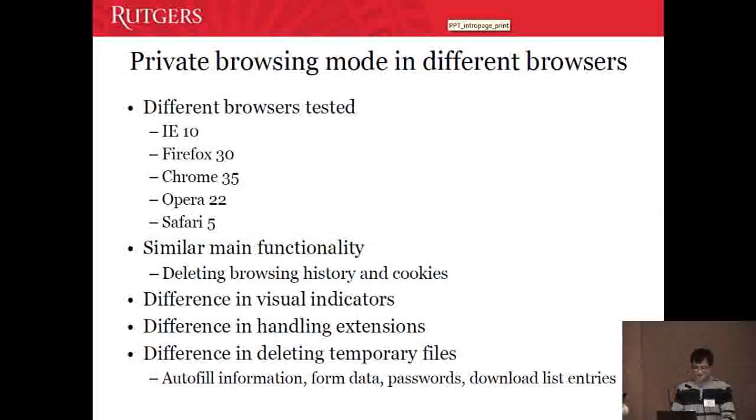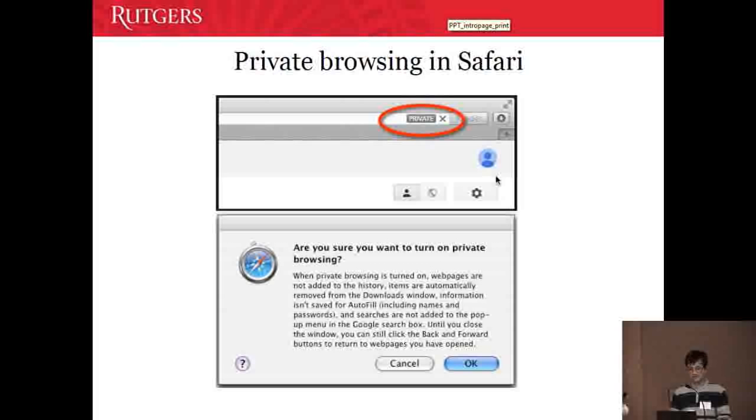So this is the interface in Safari. You can see that the visual indicator is marked with the red circle. In the address bar, it says private. That tells you this is in private browsing mode. And if you trigger private browsing mode, there's a dialog asking you whether you want to jump into it, and there's a paragraph explaining what private browsing does.